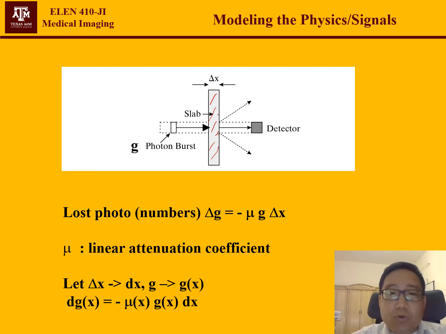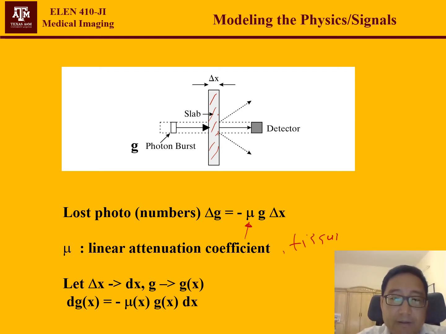With the mu here, the first term, this is a constant that we call the linear attenuation coefficient. This is a tissue property. So bone typically has a large attenuation, muscle has a smaller attenuation, and air has a very minimal attenuation. And then G is the number of photons, and delta X is the thickness of this slab.